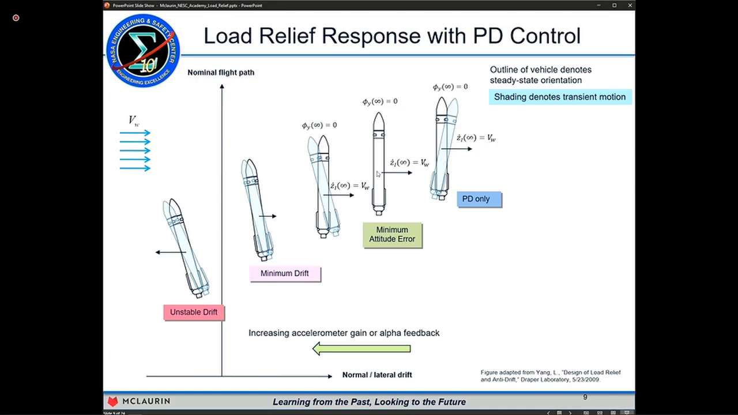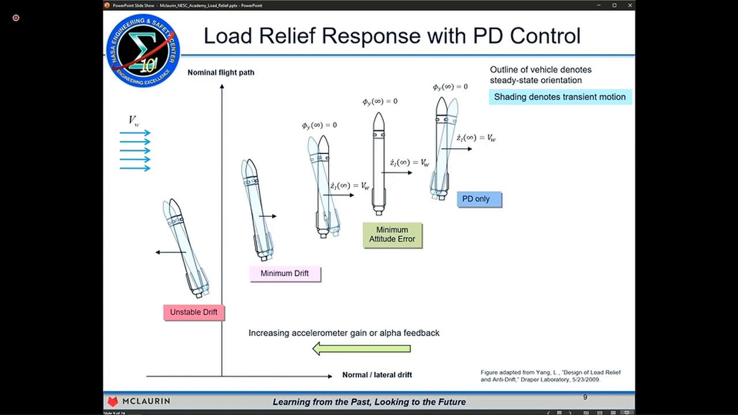Minimum attitude error is a special case where the attitude error returns to 0. The initial transient with respect to wind is minimized, or 0, actually, with perfect parameters, identically 0. And again, the vehicle does drift with the wind. This is actually a very valuable load relief formulation, but it's a special case of the parameters. It's hard to nail it exactly, but this has been used in production systems.